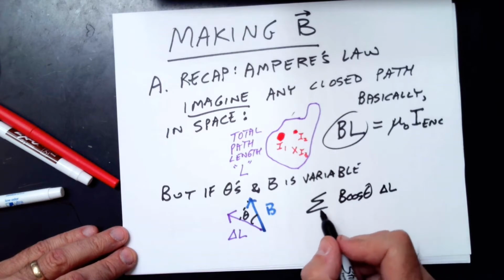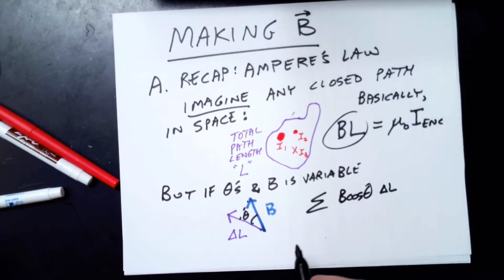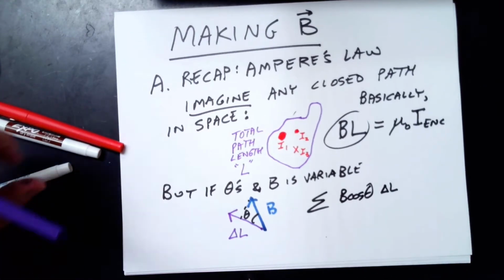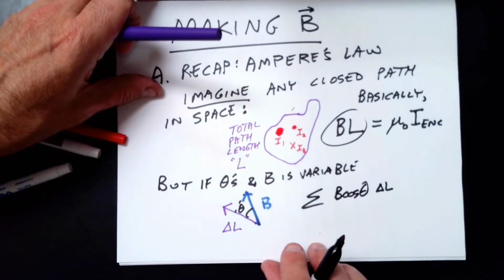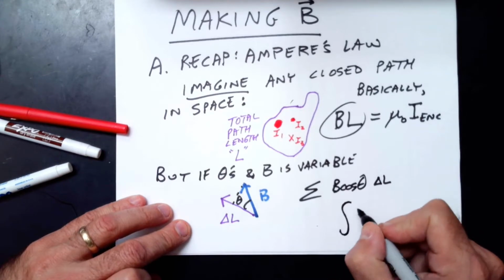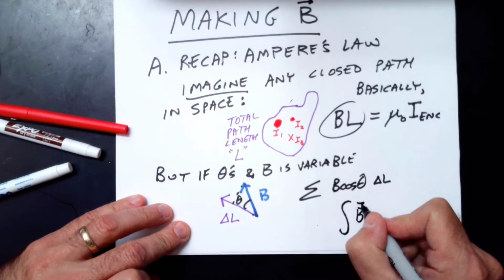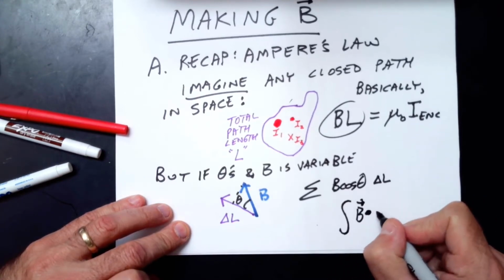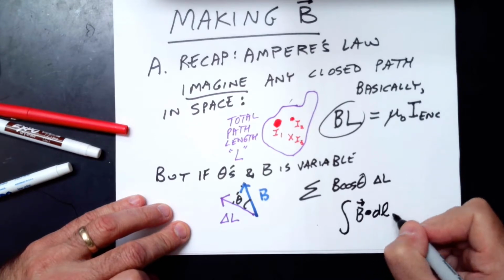But this could vary continuously instead of in discrete parts, and so that means there's going to be an integral. So the official statement of Ampere's law is you add up all the parts of B that are tangent to the path continuously.